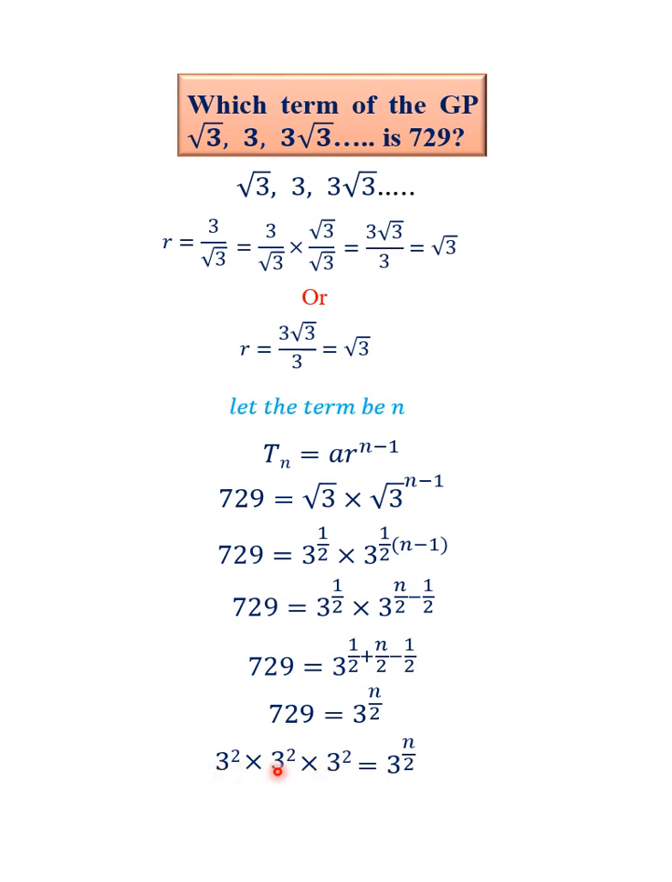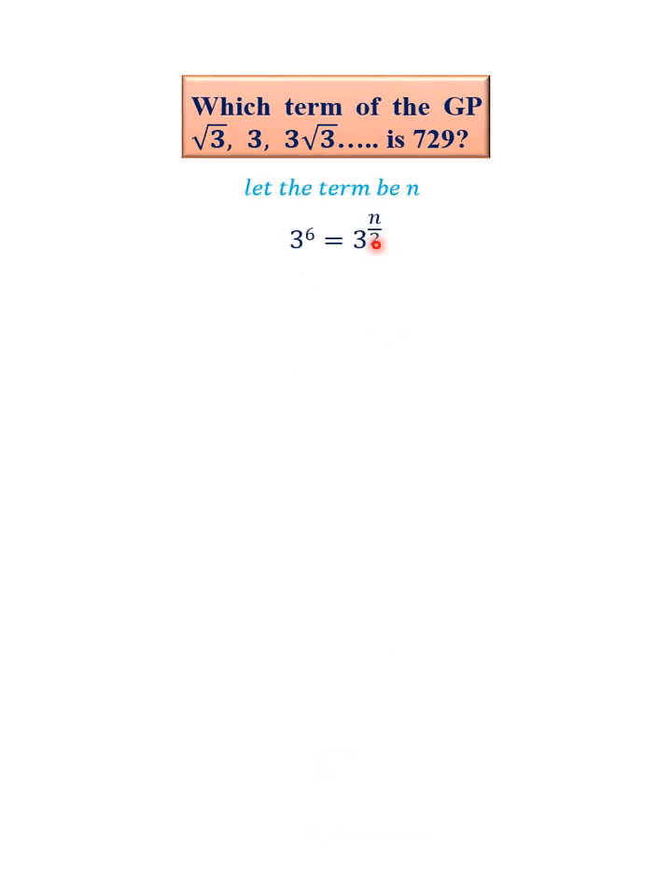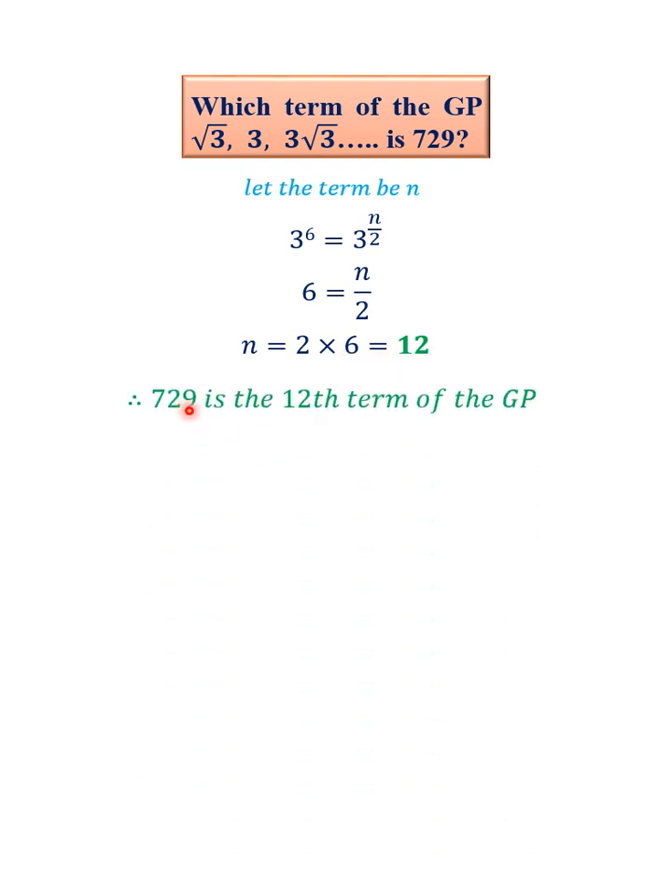So just looking at this, we have 3 raised to power 2 in 3 places, and that becomes 3 raised to power 6, because 2 plus 2 plus 2 gives us 6, law of indices, and that is equal to 3 raised to power n upon 2. So we have 3 raised to power 6 is equal to 3 raised to power n all over 2. The bases are the same, so we can equate the powers. Therefore, 6 is equal to n all over 2. To obtain n, we cross multiply, and n is equal to 2 times 6 to give us 12. Therefore, 729 is the 12th term of the GP. So 12 is the answer we are looking for.